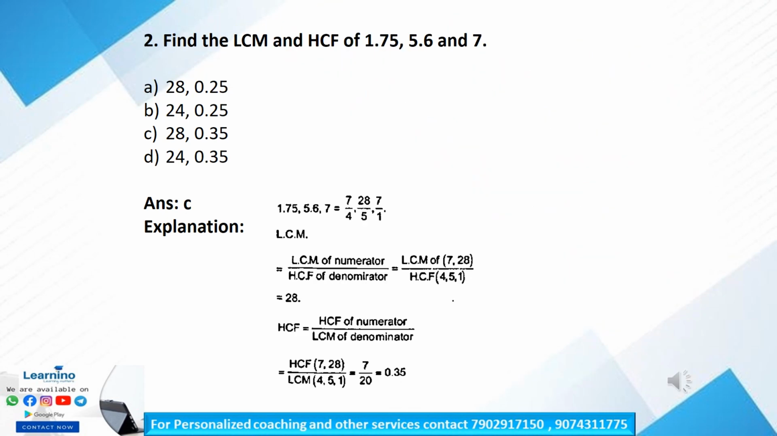So question number 2. Find the LCM and HCF of 1.75, 5.6 and 7. In order to find the LCM and HCF faster, we have to make these decimals into fractional form. So 1.75 can be made into fractional form by multiplying by 100 divided by 100, so 175 divided by 100.